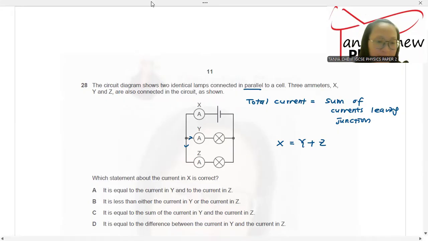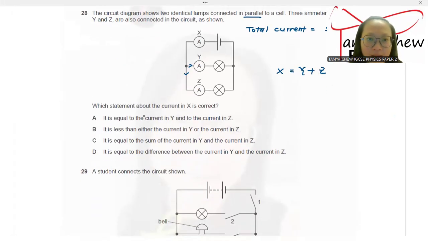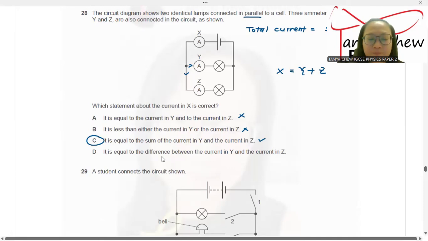Now let us look at the statements. A, X is equal to the current. No, it cannot be equal because this is not a series circuit. Now, B, the current X is lesser. No, the current X is a sum, so it is the largest current. C, it is equal to the sum of current Y and current in Z. This is definitely correct. Right, C is the answer.